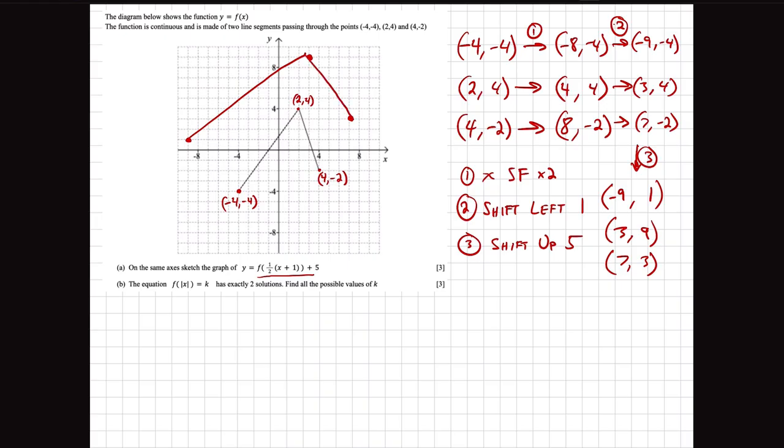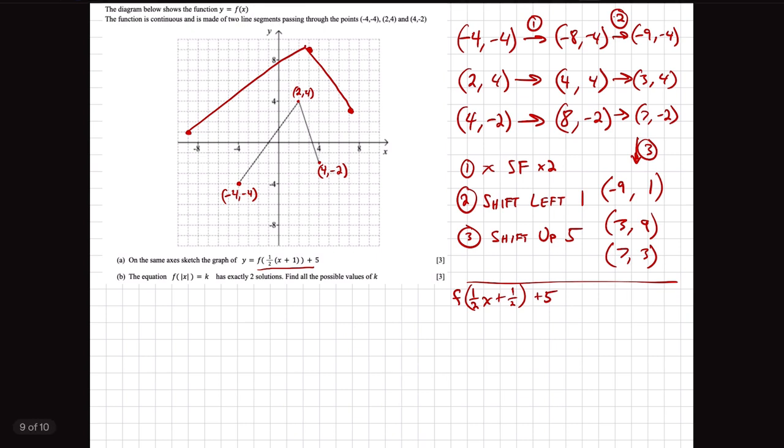Now we could also do this another way. That was approach number 1. I can also think of this as f of 1/2 x plus 1/2, distributing that 1/2. Now when we do it this way, it's just going to flip our first two transformations. So first we're going to shift left by 1/2 unit. Then we're going to multiply x by a scale factor of 2. Then from there we would shift up, and that doesn't change our shifting up of 5 units.